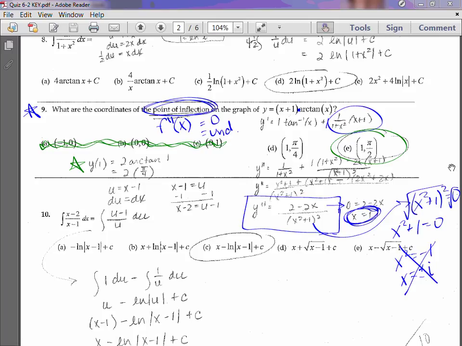We put it back into our original function because the point of inflection is on the original function. So I know where it occurs for x.